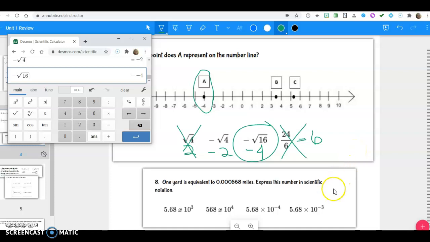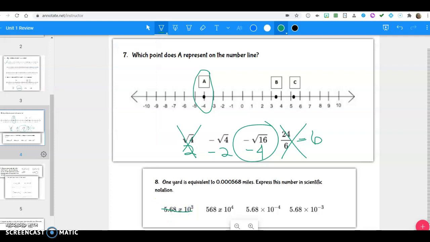Number 8, 1 yard is equivalent to 0.000568 miles. Express this number in scientific notation. Thinking back to what we talked about in questions 1 and 2, we know that this is a very small number. So since it's very small, my exponent must be negative. So off the top, these are going to be my two answers that I don't even need to look at. They don't even make any sense because their exponents are both positive. And then the second choice, this one here, 568, is not even in scientific notation form.